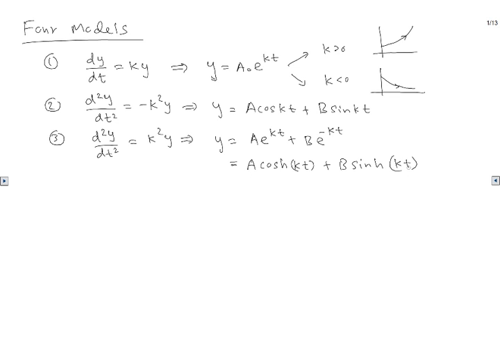These are what we call the 4 fundamental models: one for exponential growth, another for exponential decay, then simple harmonic motion, and what we call the hybrid model.